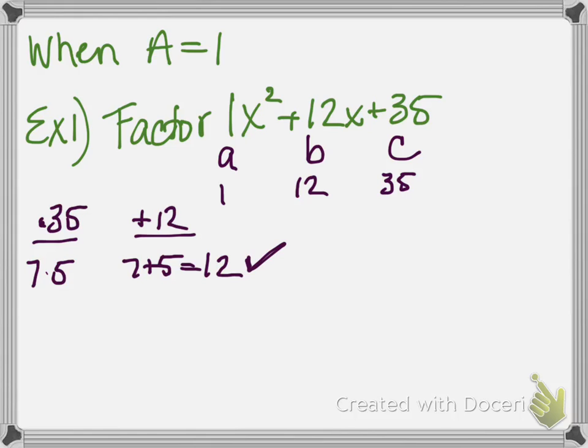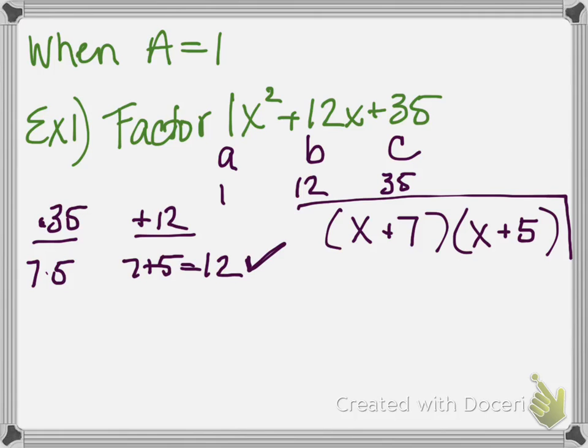So now we split up factored form. So this would be x. We split up the x's. So I have x in one set and x in another set. And I would have a positive 7 in one and a positive 5 in another. And this would be factored form. Don't get too excited. They're not all that easy. But let's look at what it would look like with your area model.